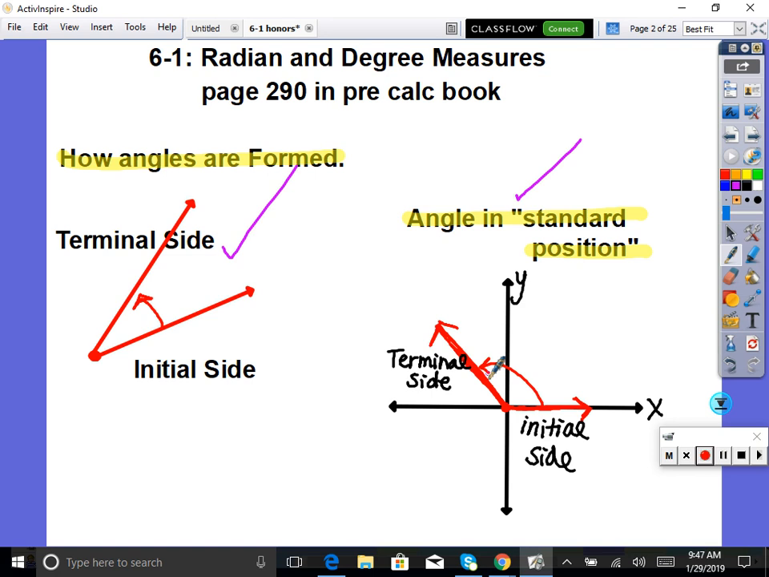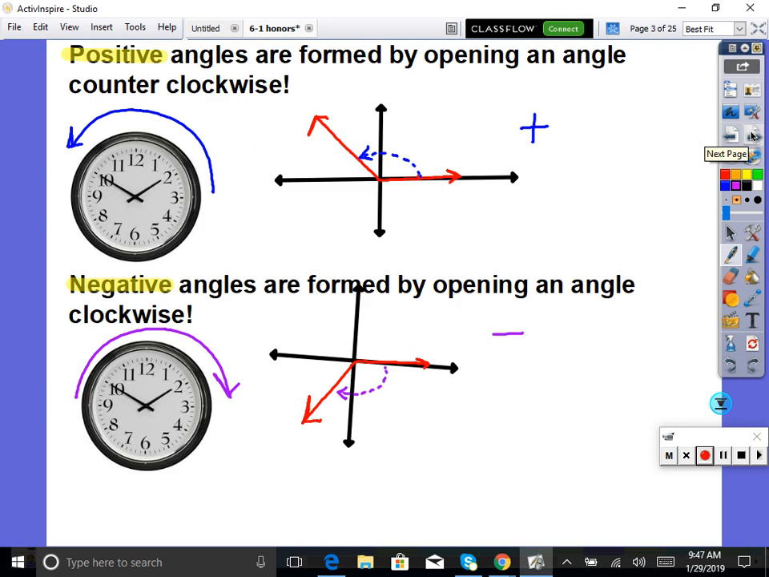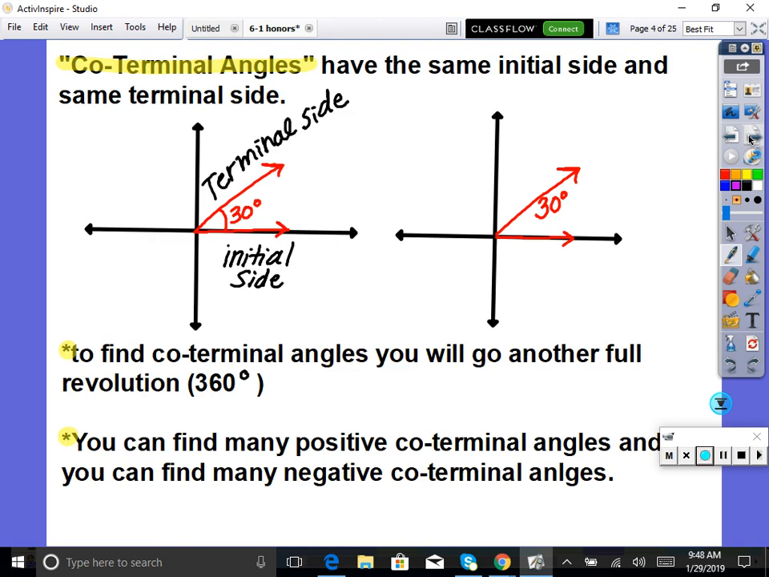Yes or no? Okay, well then, if we have angles in standard position, that can create positive and negative angles. Positive angles open upwards first. Then they go around this way, which would be counterclockwise. That would create positive angles. Negative angles start by going down first. So that would be clockwise, creating negative angles. We have positive angles and negative angles.